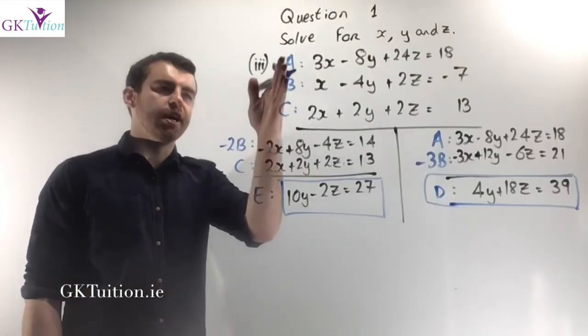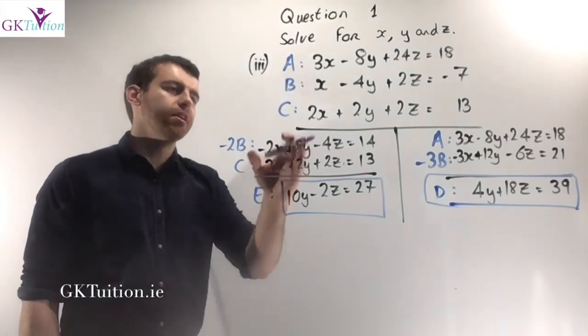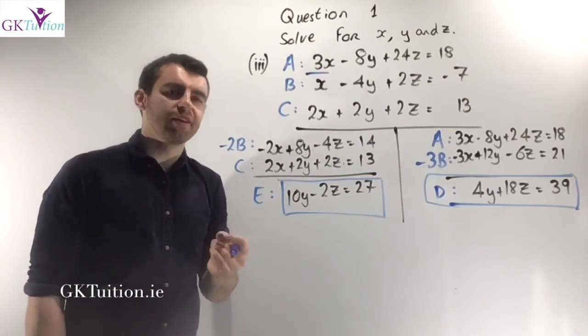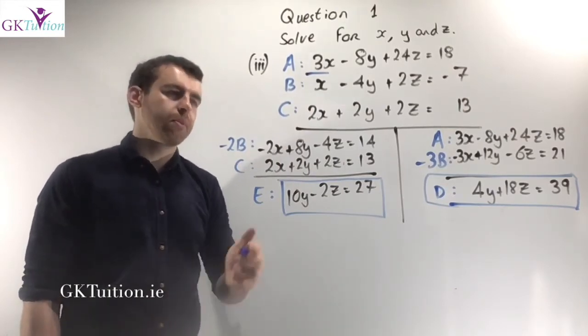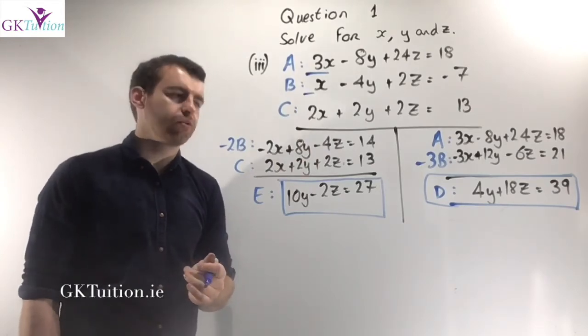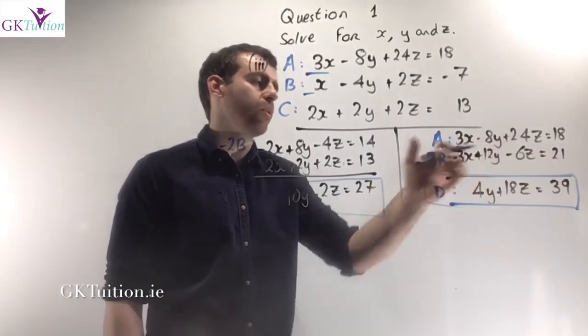So I've taken equations a, b and c here, and I've decided to eliminate my x's. The first thing I noticed was that in the first equation there's a 3x, so in the second equation I want to have a minus 3x. Since there's a 1 there at the moment, I decided to multiply the second equation by minus 3. And I get minus 3x plus 12y minus 6z equals 21.